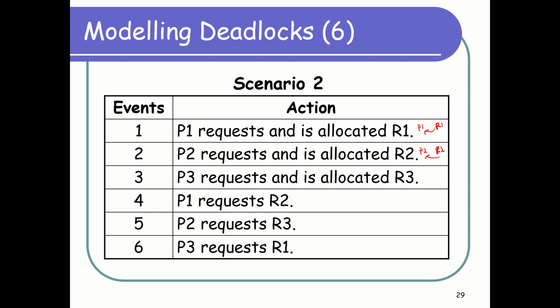P3 requests and is allocated R3, so R3 is serving P3. P1 requests R2. So we have P1 here, we have P2, we have R1 and R2. Now R1 is serving P1, R2 is serving P2, but P1 here tries to request R2. So this is a block condition.